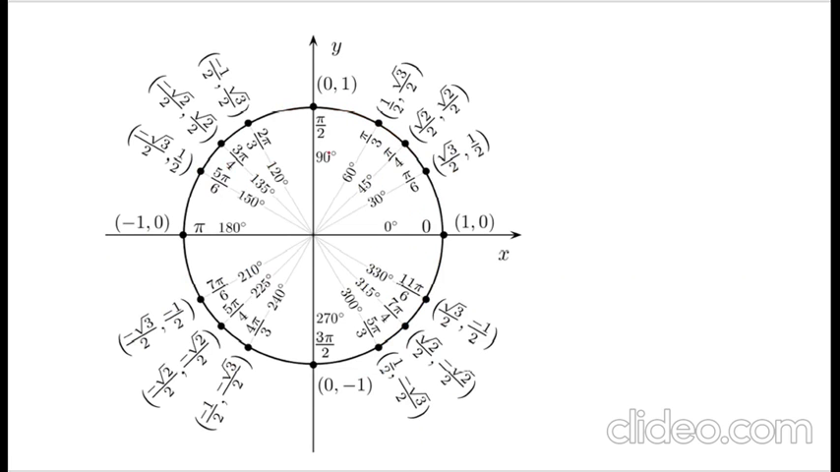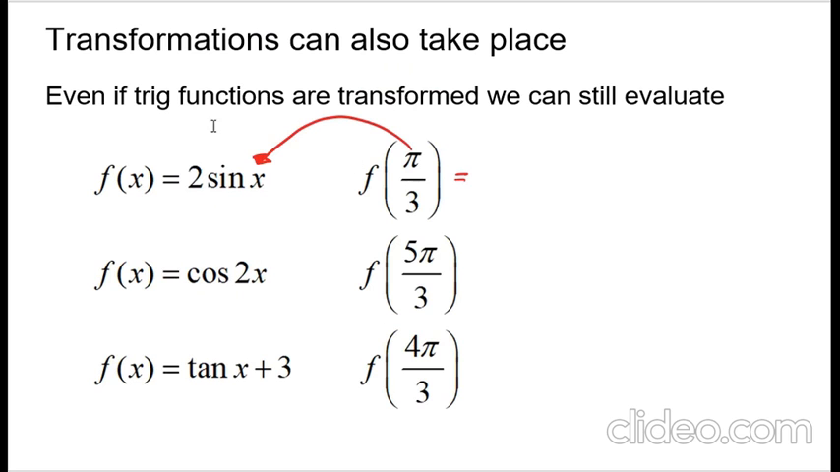Sine of pi over 3, that's the y-coordinate, is radical 3 over 2. So I now have 2 times radical 3 over 2. The 2 is from right here, obviously, and then once I plug pi over 3 in, sine of pi over 3 is radical 3 over 2. Now when I multiply, those 2's cancel, and I get a final answer of just radical 3. Nice and simple, really nice and simple.